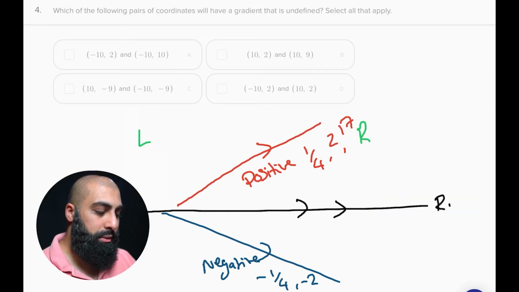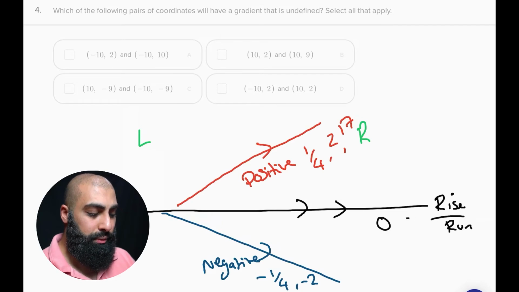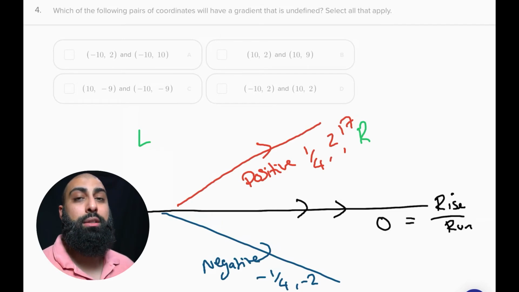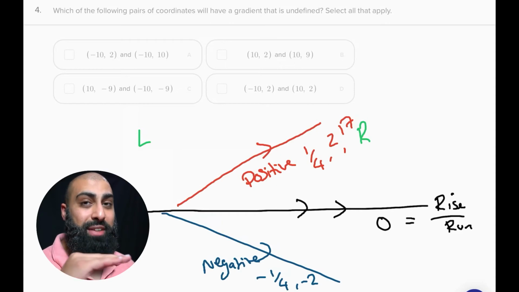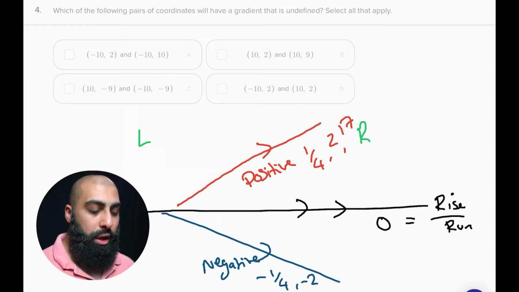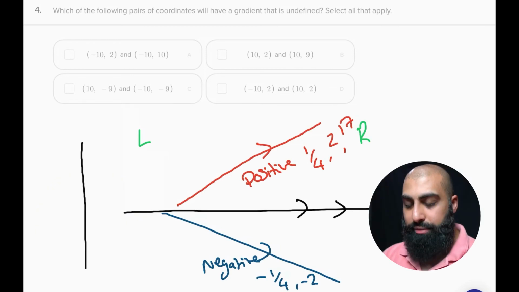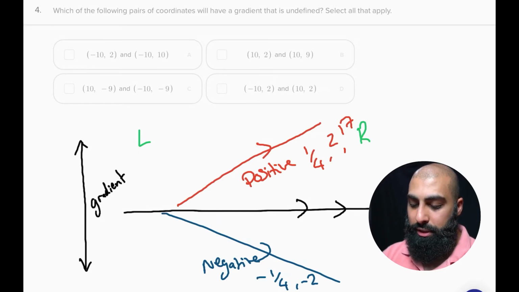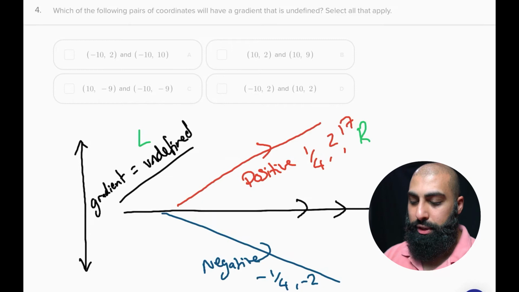And then you could have something that is a flat line, okay? The rise over the run is equal to 0. Because it's a flat line, you don't have a positive gradient nor a negative gradient. You just have a flat line. You have a 0 gradient. The ones that are undefined are the lines that are vertical. A line that's going either directly up or down has a gradient that is undefined. We have an undefined gradient.